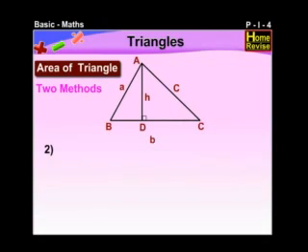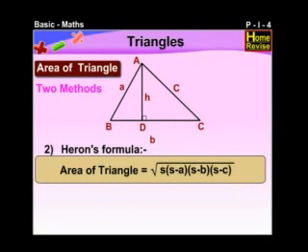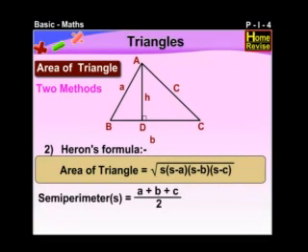Second method to find the area of a triangle, that is Heron's formula. According to Heron's formula, area of any triangle is equal to the square root of s into (s minus a) into (s minus b) into (s minus c), where s means semi-perimeter.